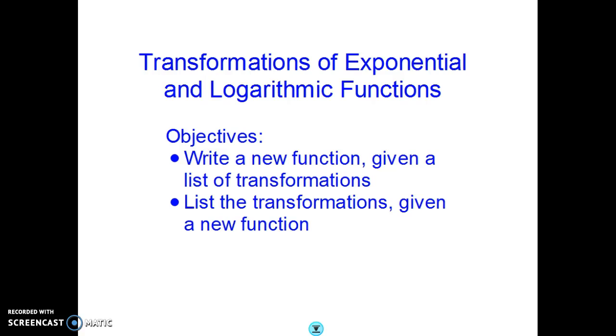Hello, Algebra 2 class. Our topic for this video is going to be our last topic in this chapter. It is transformations of exponential and logarithmic functions. Our objectives, as you can see, we're going to be writing functions if I tell you what the transformations are, and we're also going to be going the other direction. If I give you a new function, I want you to be able to tell me what transformations happened in order for us to get there.